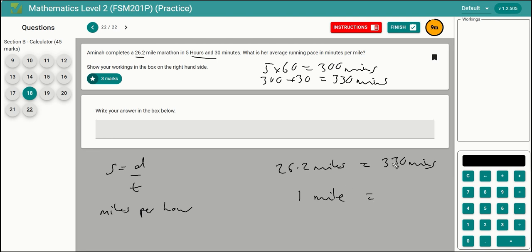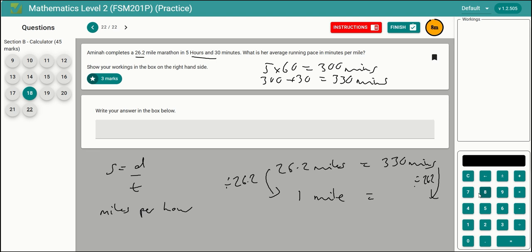So it's a bit like if we were just doing a ratio or a conversion question here. So how many times bigger, or how many times smaller is 1 than 26.2? What do I do to turn a 26.2 into 1? I divide by 26.2. So therefore, if I'm doing 26.2 times fewer miles, then it's going to take 26.2 times fewer minutes. So I need to divide the 330 by 26.2. I hope that makes sense.